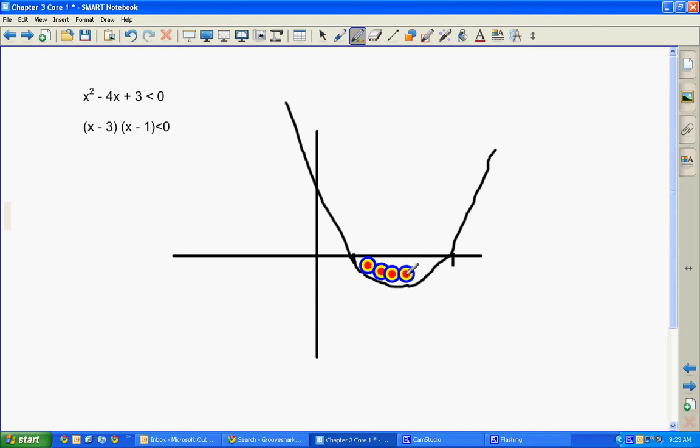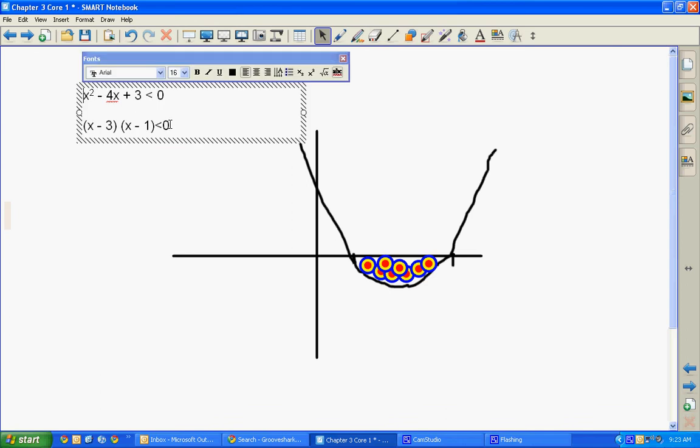So we can see then, if we look back at our quadratic here, that our solution is that x must lie between 1 and 3. Now we could make some generalizations, as I said earlier. If it's going to be less than 0 and it's a positive amount of x squared here, then we know that less than 0 is going to be between the two roots of the equation.